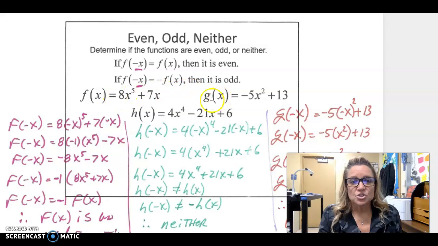The f of x, the g of x, and the h of x. So let's do f of x first. We're going to plug in negative x. So everywhere we see x here and here, we plug in negative x, and then we simplify.